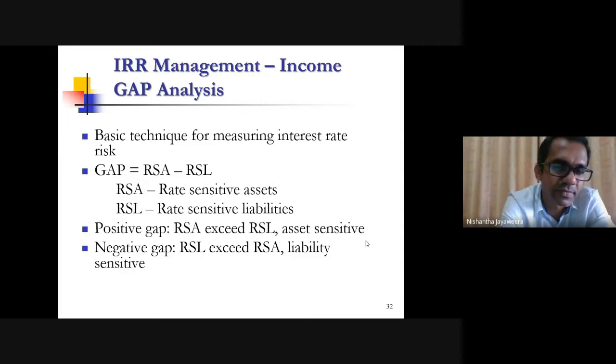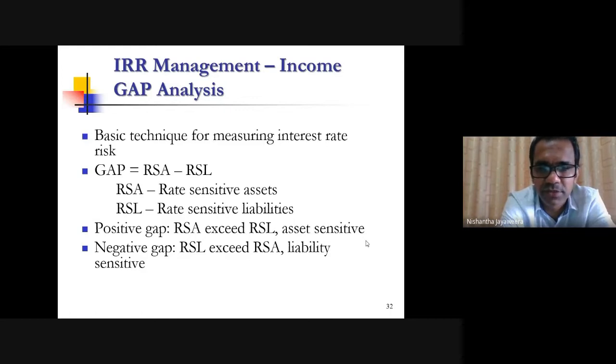There can be assets which are not rate sensitive but give you a cash flow, and then you can use that to pay your debt or your liabilities. In liquidity management, the liquidity gap, you have to consider that as well. But here you don't use those assets or liabilities which are not rate sensitive.